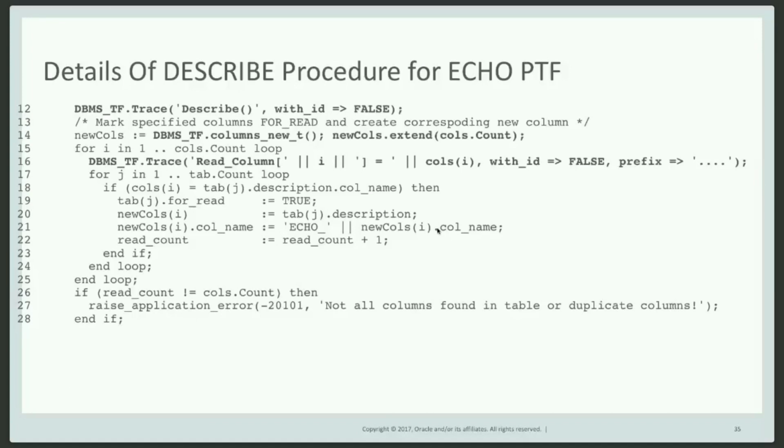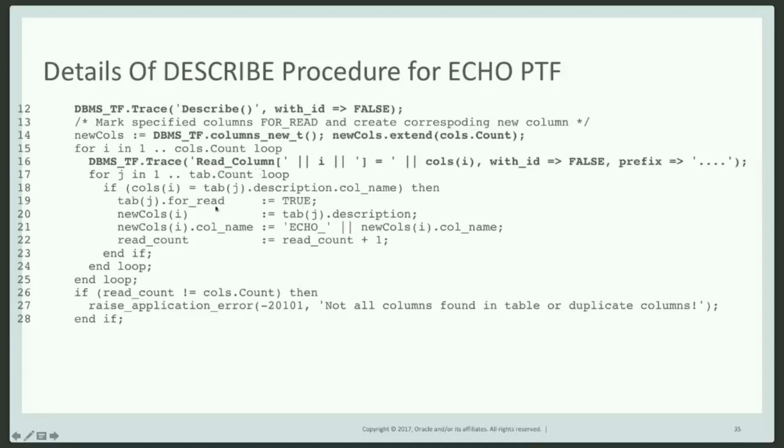Then I need to build out the new columns. So I need to add some new columns because I'm going to echo the columns that have been passed in. So again, I'm now going to go into a loop for the columns that have been passed in. And then just so as I know exactly what's coming in, I'm going to put some output information that says, okay, I'm reading this column.